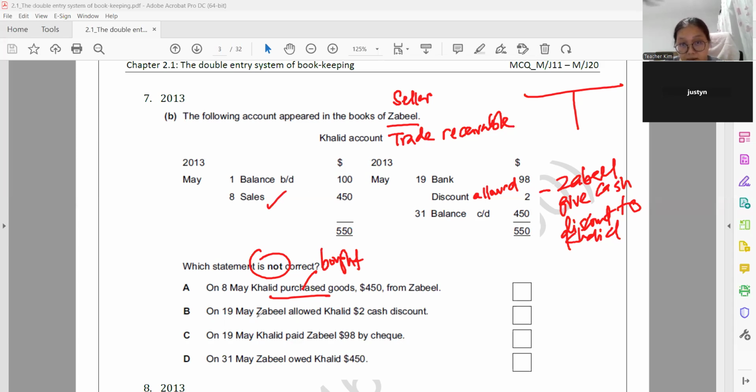On 19, Zabir allowed Khalid. This is a discount. So this is correct. Allowed. 19, Khalid pay. Yes, Khalid pays because Khalid is the one who has to pay the supplier. So this one is also correct. 31st, Zabir owed. This one should be Khalid owed, not Zabir owed. So this one should be wrong.